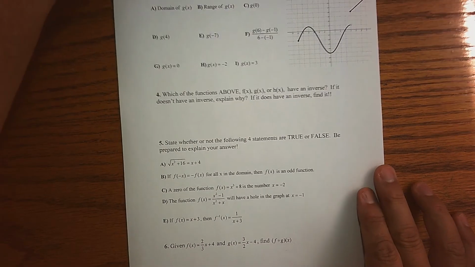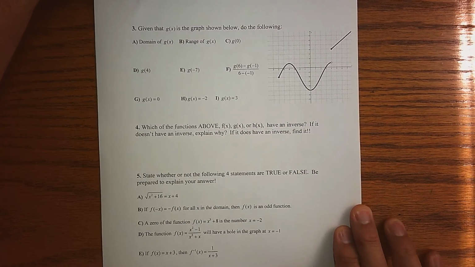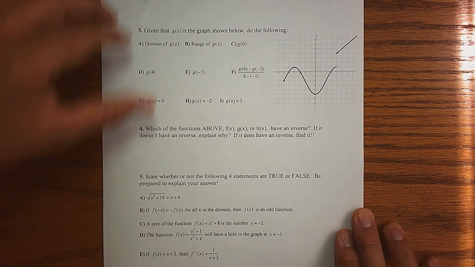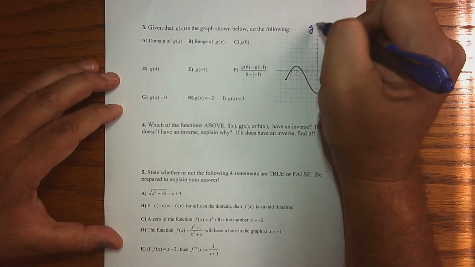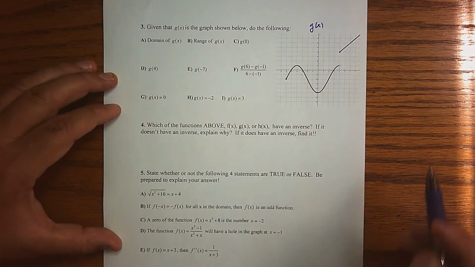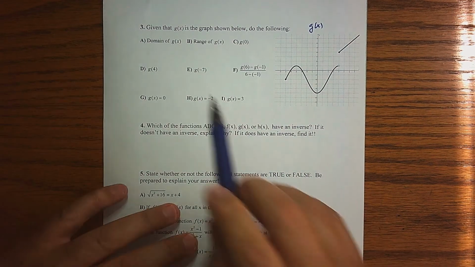What do we do in that situation, right? So that's problem number 3 here. In problem number 3, I'm given this graph. This is a picture of g of x, and I'm being asked questions on it. Well, the first one, again, is the domain.